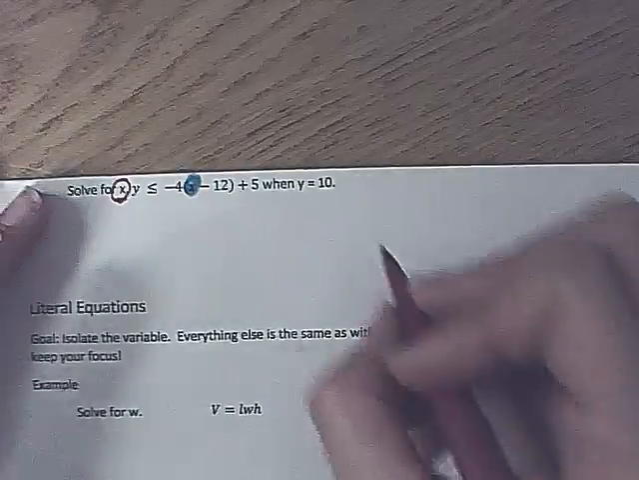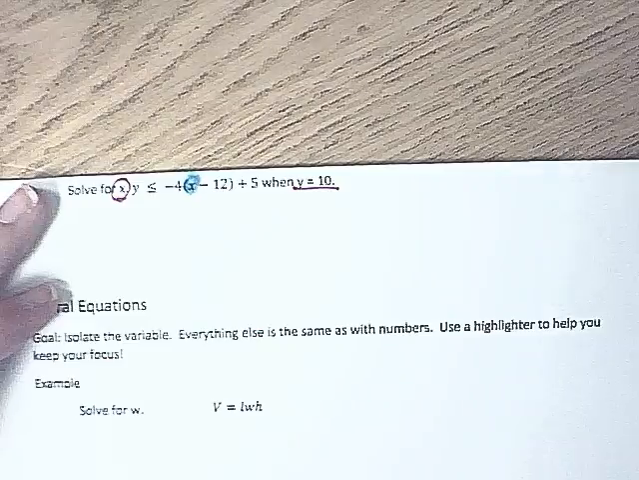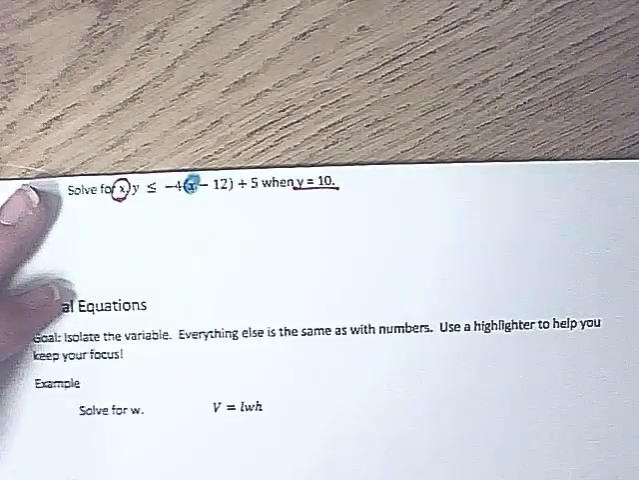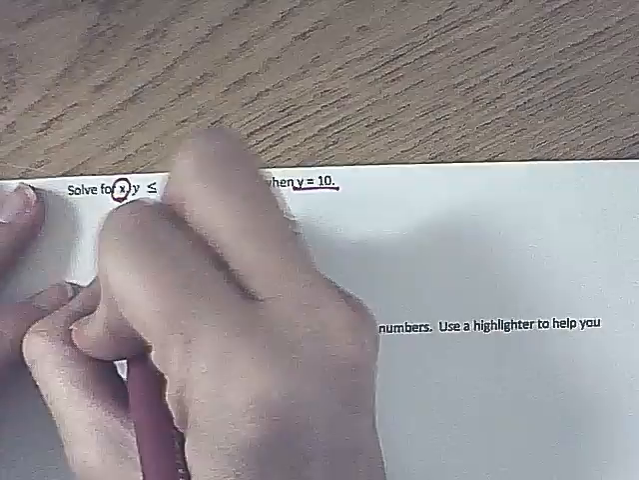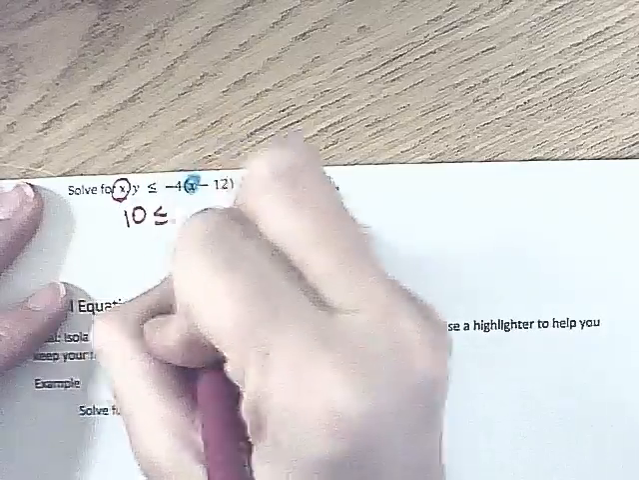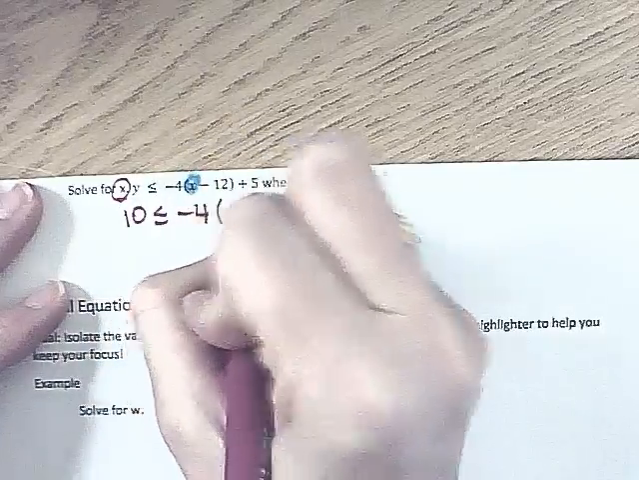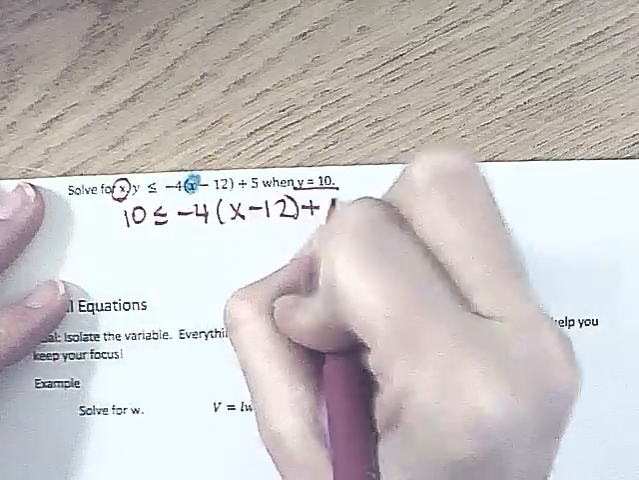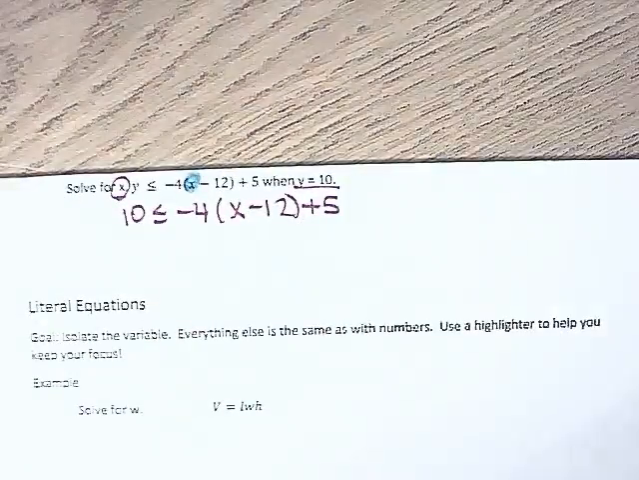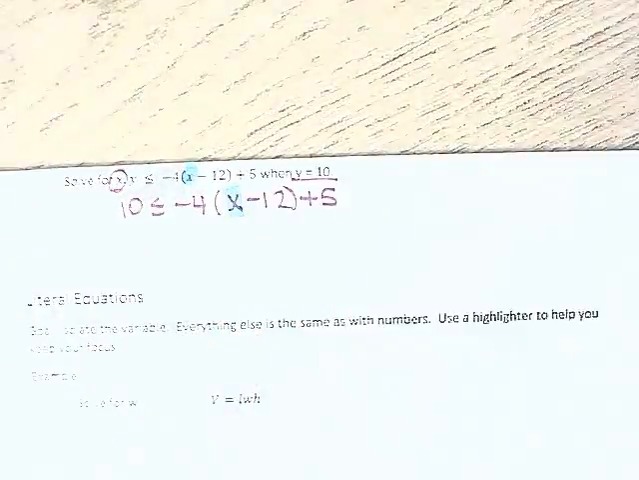The problem also tells me when y equals 10. That means y always equals 10 in this scenario. So I'm going to put 10 in place of y. And then I'm going to copy down the rest of the problem. And I'm trying to isolate my x. So I need to follow my steps.